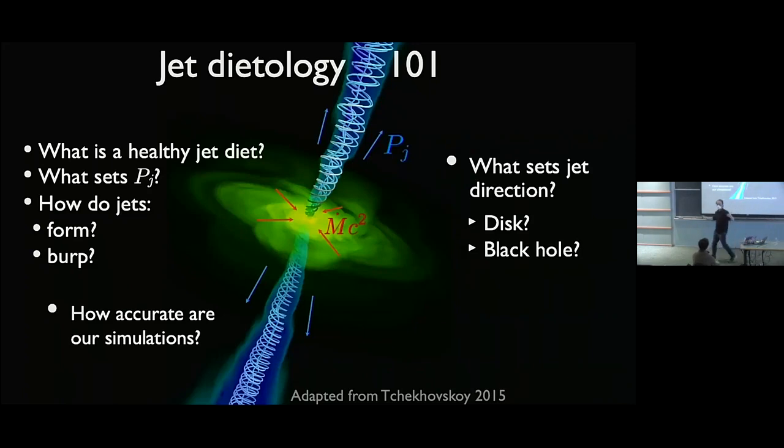So what will happen in that case? Will the black holes burp the same way? And if they do, which way will the jet go? Will it go along the disk rotational axis or the black hole rotational axis? Maybe none of them. It just won't happen.